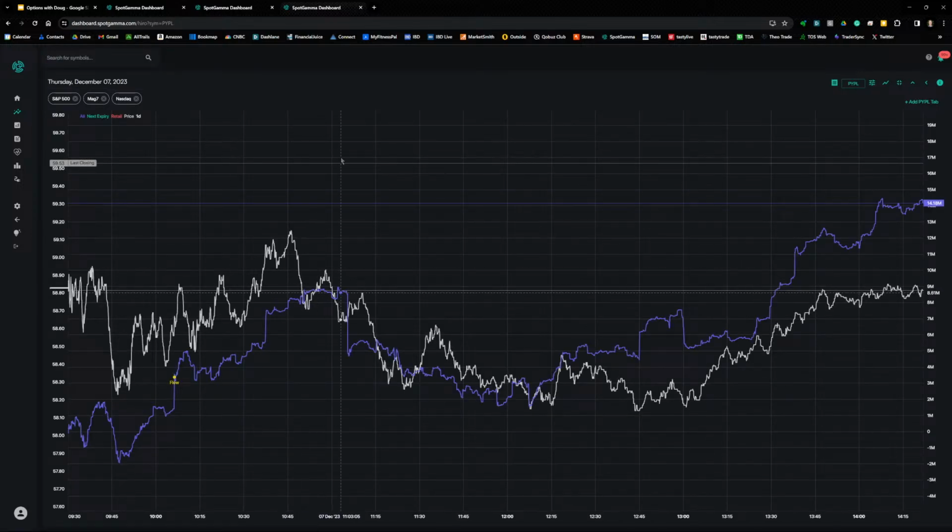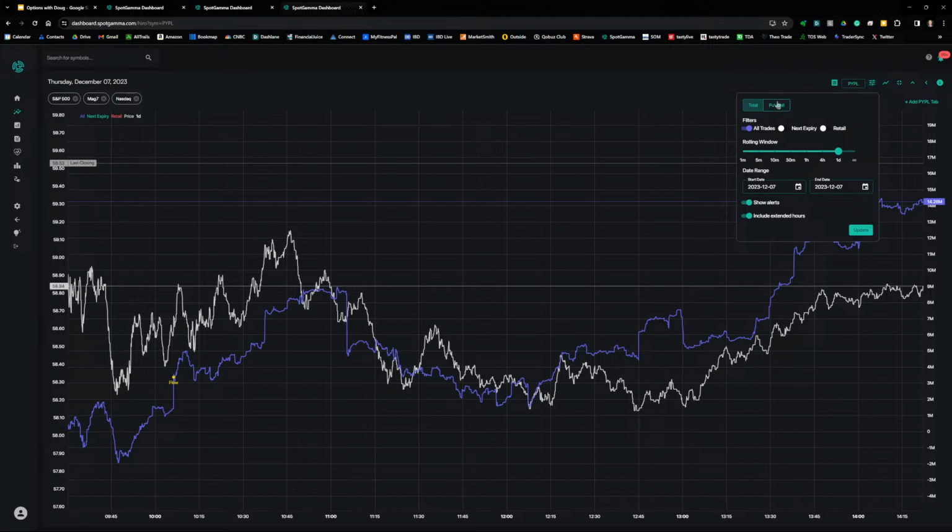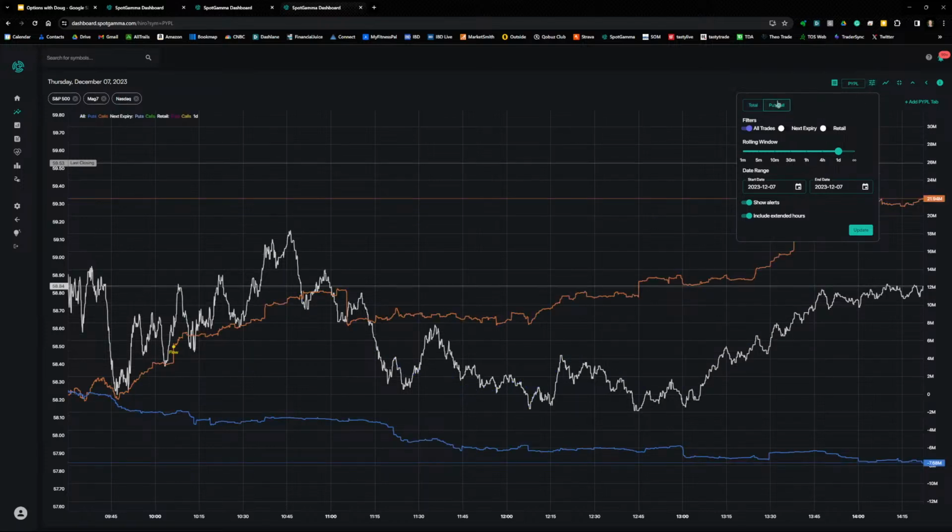All right, so far today, traders are taking positive delta positions, shown by the rising purple line, the positive notional value. Let's see what they're doing. So they're buying calls, shown by the rising orange line. They're also buying puts, shown by the falling blue line. Call buyers more aggressive, helping to drive price higher.